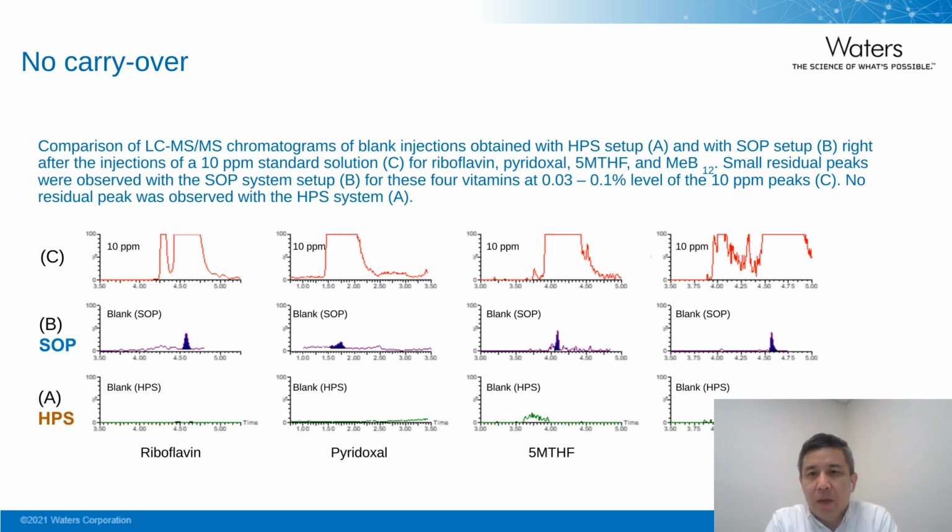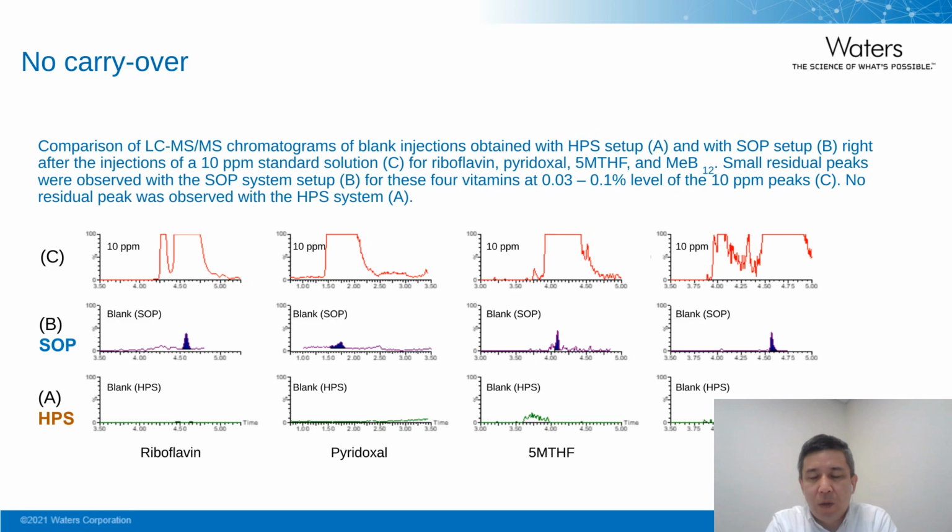And here's some data for the carryover investigation. Carryover is a common issue for the B vitamins analysis, and here we compared the results. The chromatogram on the top, row C, shows the chromatogram from the injection of a very high concentration standard at the 10 ppm level. All the chromatograms shown here are normalized to the same scale.